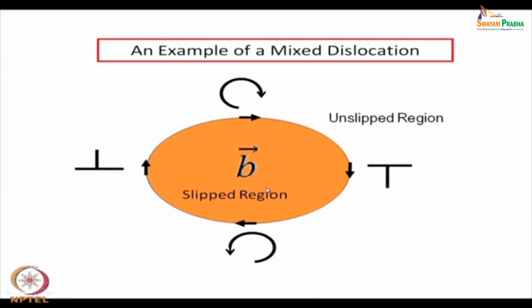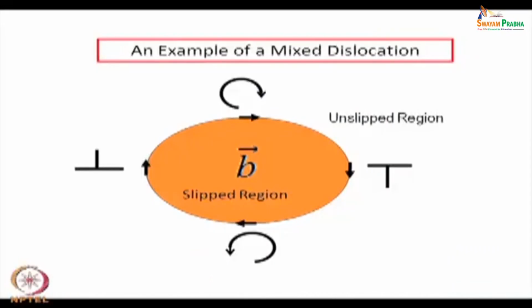However, these are the ideal cases, ideal situations where the Burgers vector is either parallel or perpendicular to the tangent vector, but in practice there will be a mixed vector, what is known as a mixed vector, right.